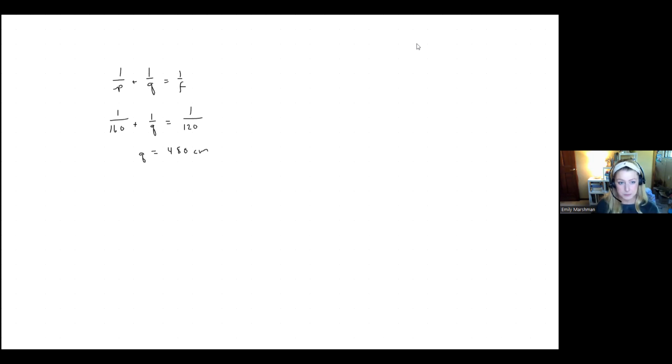It's a positive value. And if I solve for the magnification, which is negative Q over P, it's a negative 3. So what are these numbers telling me? The image distance is a positive value, so that means that the image is being created on the side where the light comes out, and it's a real image. The magnification is a negative 3. So the negative is telling me that the image is inverted, so it's upside down. And the 3 is telling me that the image is 3 times bigger than the object.